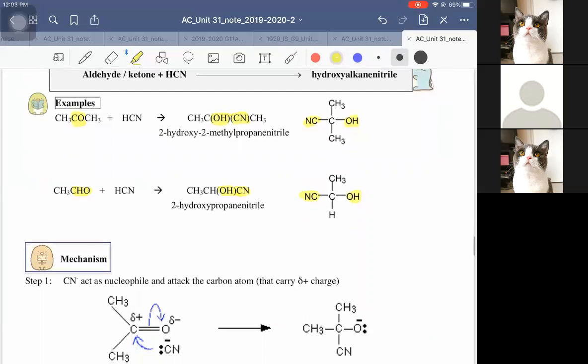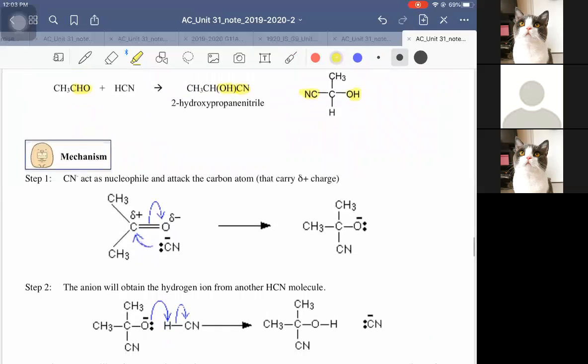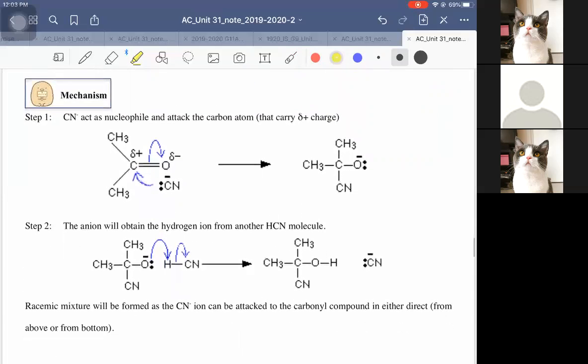And also you need to remember the mechanism. Okay, it's not in the dotted line, so you need to remember this part. So again, it's a two-step reaction. So first, the cyanide group, because it has a lone pair on it, would act as a nucleophile. And remember, the nucleophile would attack the positive charge or partially positive charge. So this carbon, because it's double bonded to oxygen, and oxygen is more electronegative, it would attack this carbon.